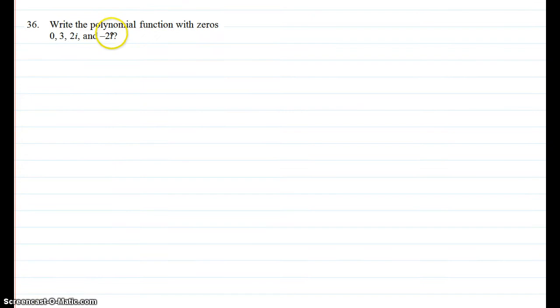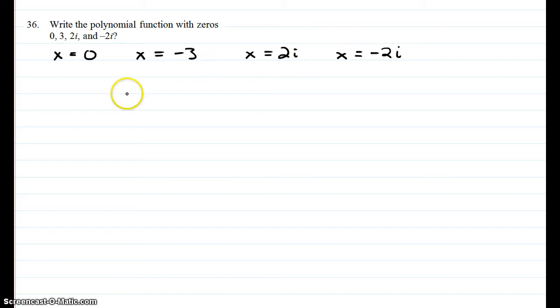36, right? The polynomial function with the zeros 0, negative 3, 2i, and negative 2i. These are our solutions, our zeros. So what we can do to get our factors, if we write them all out: x equals 0, x equals negative 3, x equals 2i, and x equals negative 2i, and then we undo it. Well, there's nothing I can undo here, just x.